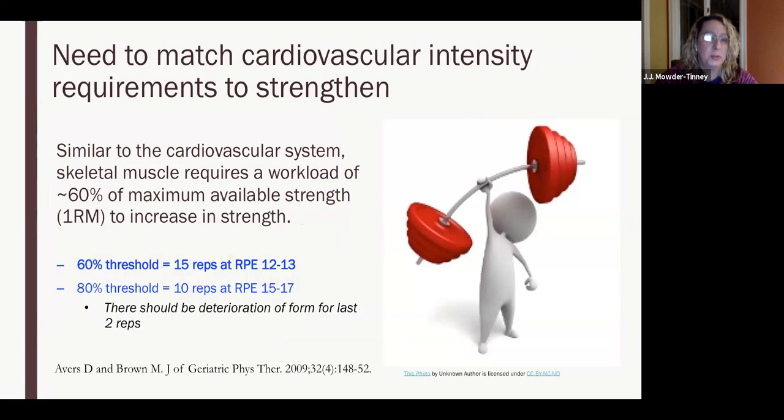Just a couple references you may have, but I love Ivers' article just in regards to strengthening. So I talked about aerobic challenge, but we also have to challenge from a strengthening standpoint.